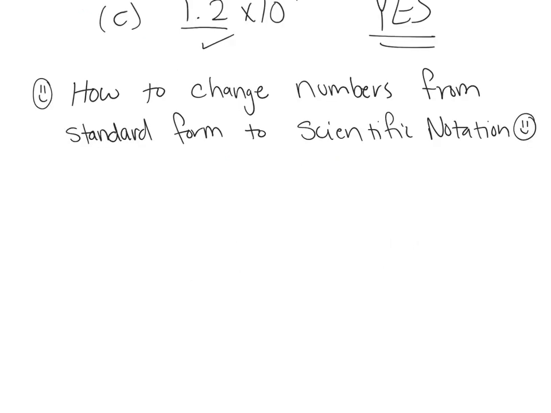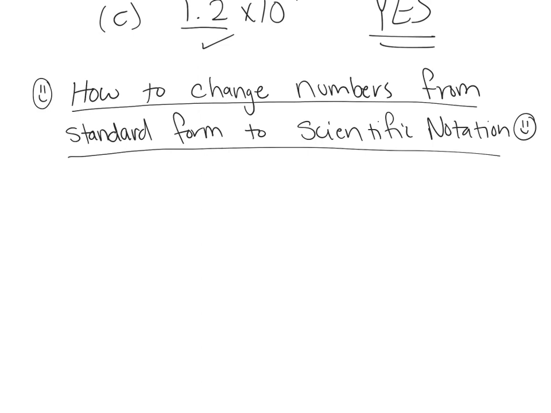All right, now let's learn how to change numbers from standard form to scientific notation. So please in your notebooks write how to change numbers from standard form to scientific notation. All right, our first example, 735. Is this scientific notation? The answer is no, because the number is more than 10, and also we are missing the times 10 to the power. This number is not in scientific notation, so how to change it to be scientific notation?